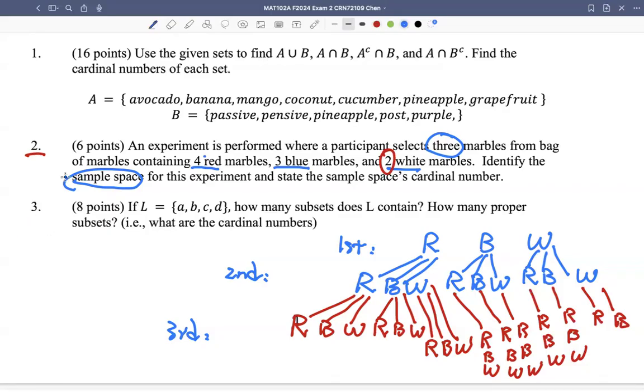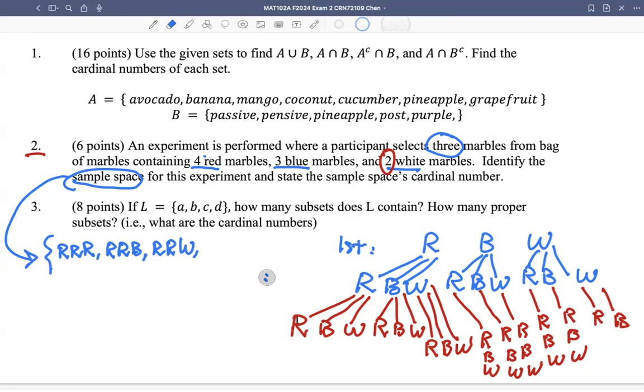So the sample space, we have red, red, red, right? We can have red, red, blue, red, red, white. The first one. Then these three. I need more space, so let me erase this. So that's these three.